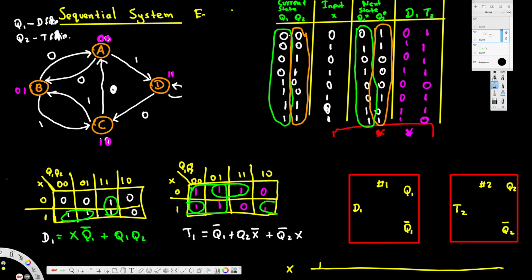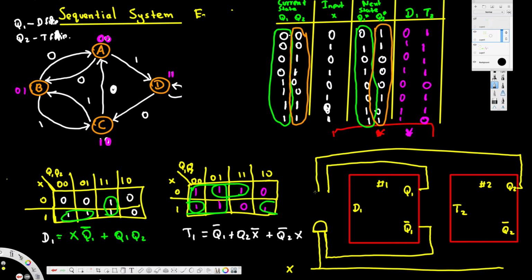So we can put an AND gate. Multiplying is AND. X and Q1 bar. So Q1 bar is right here. I connect that one also with this here. And also Q1 Q2. Q1 comes from here. That's also Q1, and Q2 also connected to an AND gate. Both of them are connected to an OR gate and go to D1. Okay, this is for the D flip-flop.